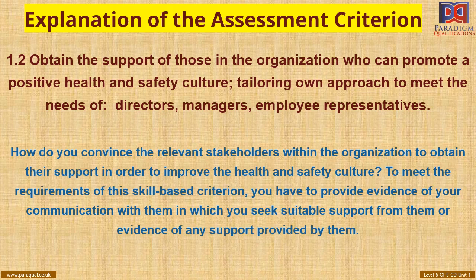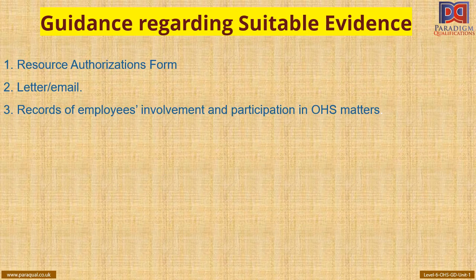To meet the requirements of this skill-based criterion, you have to provide evidence of your communication with them in which you seek suitable support from them, or evidence of any support provided by them. In the next slides, I shall discuss what can be the suitable evidence to meet the requirements of this criterion. You need to understand what support as a safety professional you need from the mentioned stakeholders. When you understand the level and type of support you need due to the varied seniority and influence levels, you can obtain the support and also present the evidence of such support.